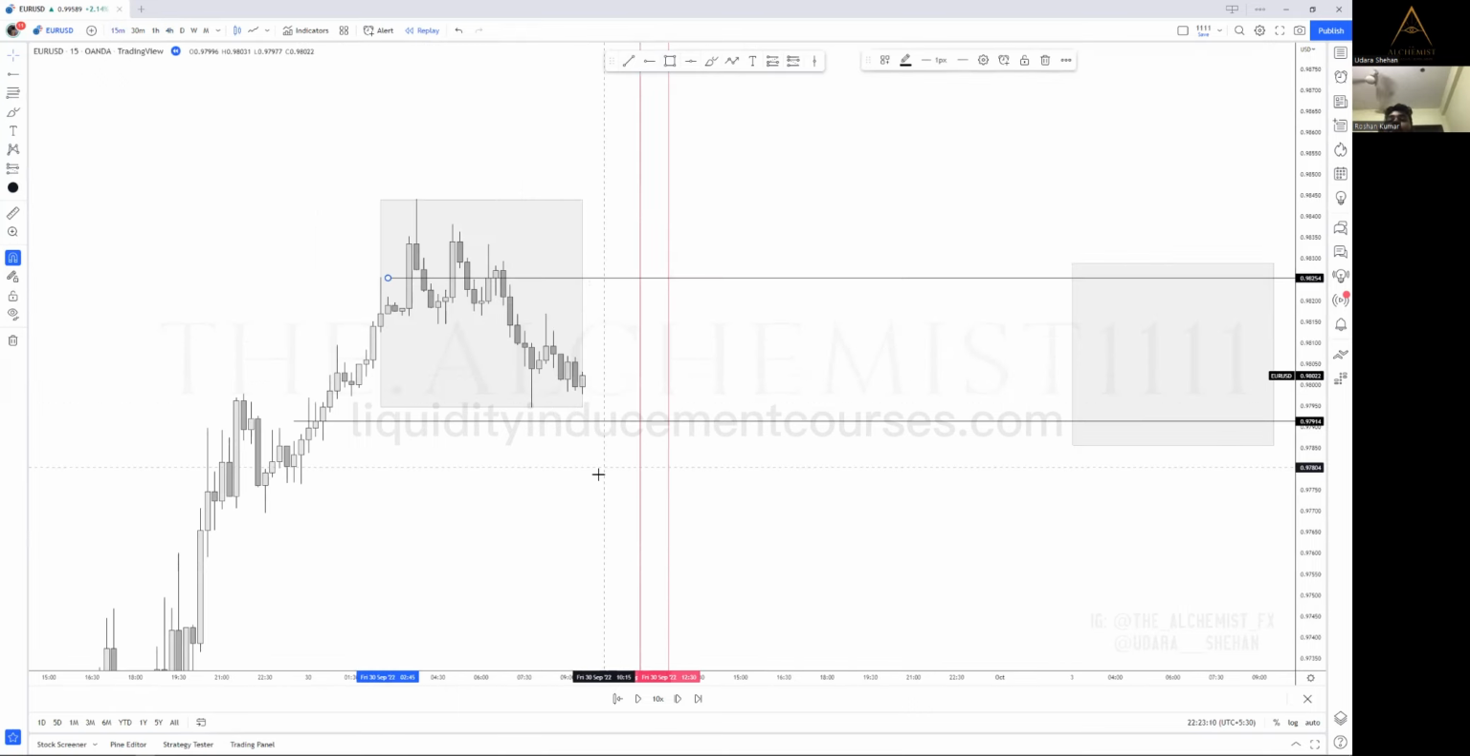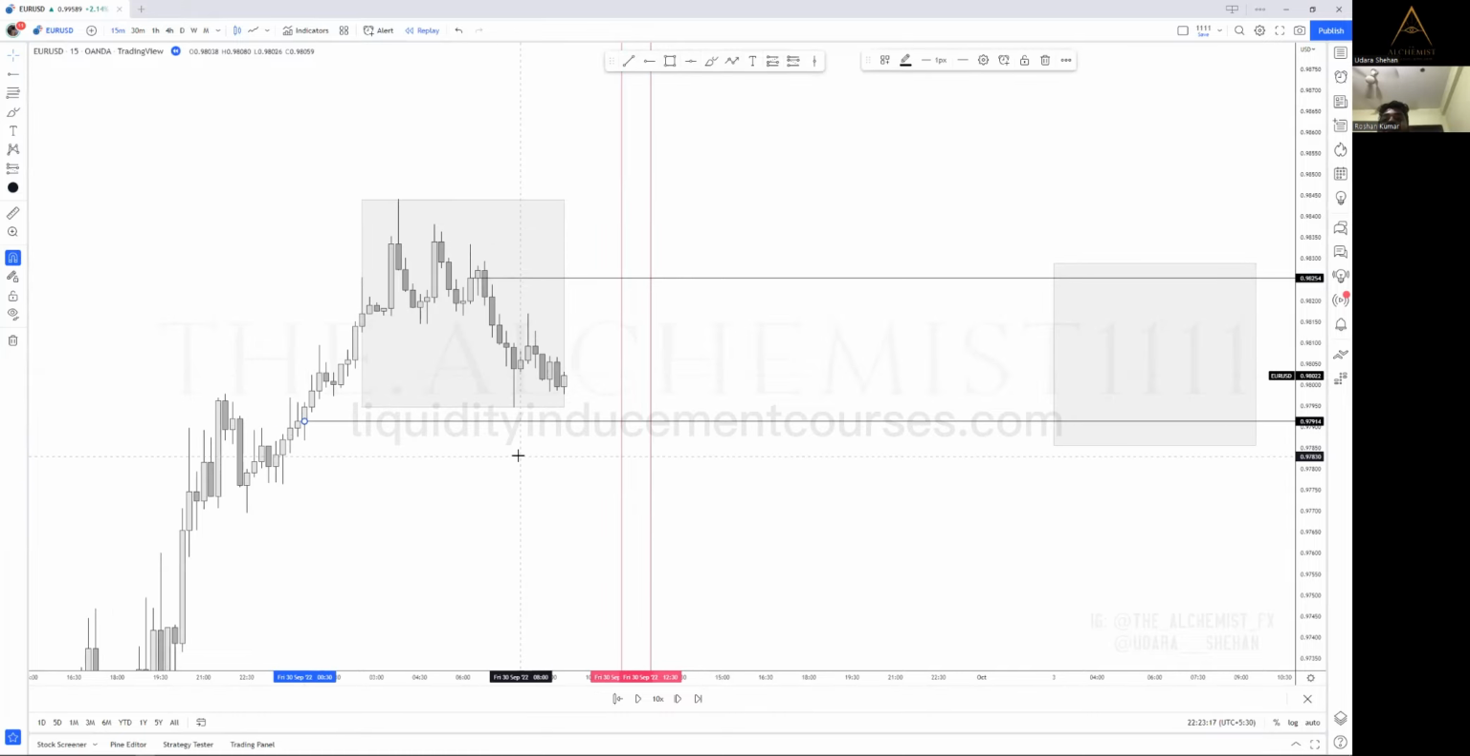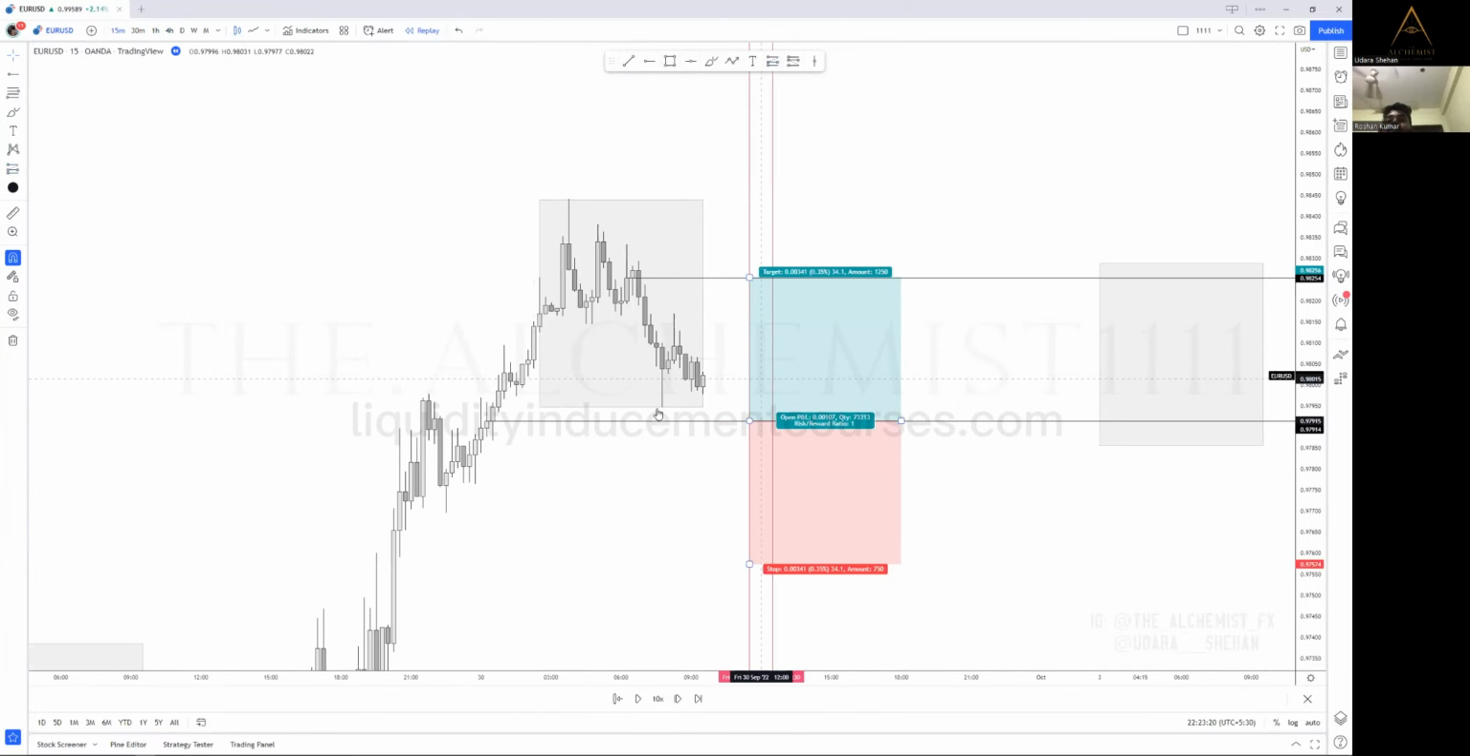Now, I did not take the sell. I only took the buy because for me, the buy looked like it made more sense. Bought it here, because you see that, right? Asian low is not a strong low. Can you see that? Stop loss was below the rejection block. Okay, so let me show you what happened.